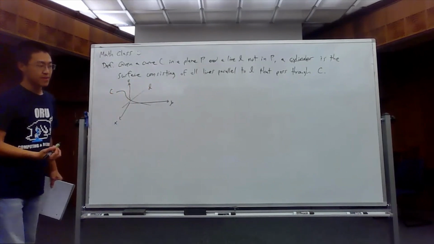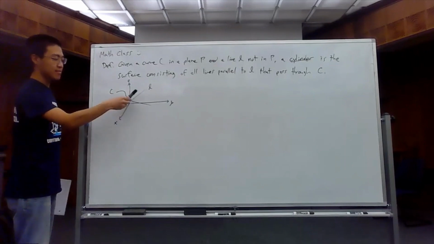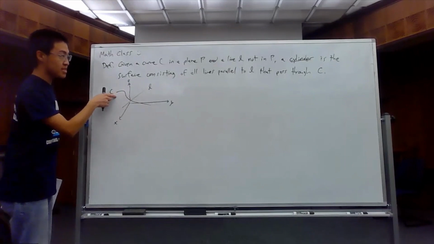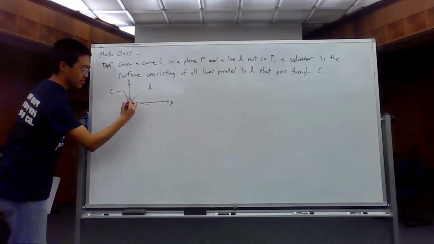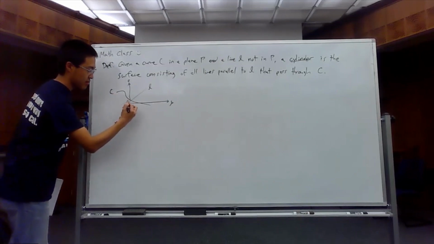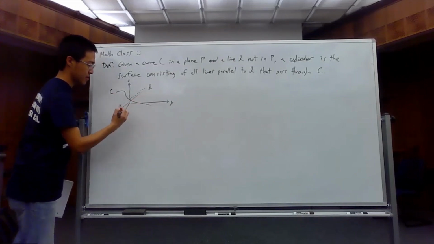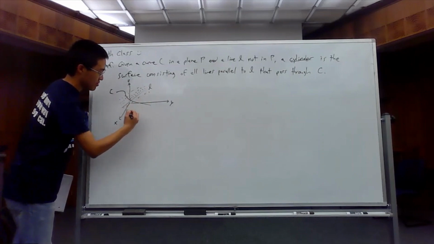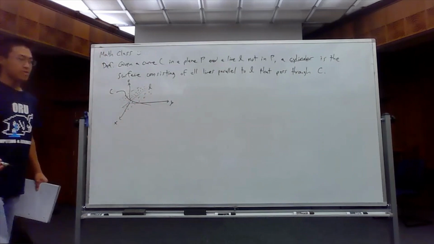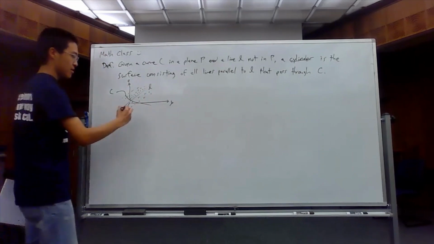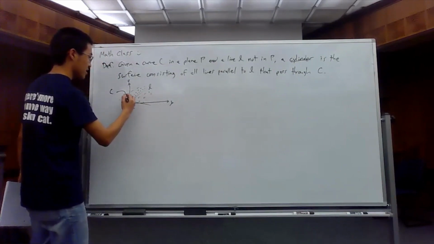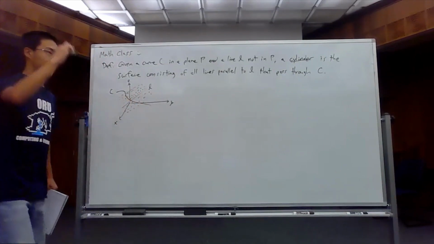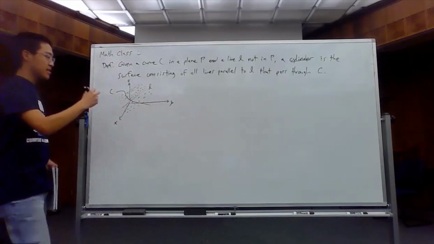And parallel just simply means they're going to be moving in the same direction. And they're going to pass through C. So here is a line that's parallel to L that's passing through C. And here's another one passing through C, and another one, and another one. And you can imagine that if you were to flesh this out, you have a surface. We're generating kind of like a surface. Think about a fabric that you can manipulate around.